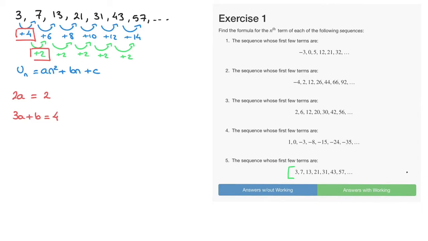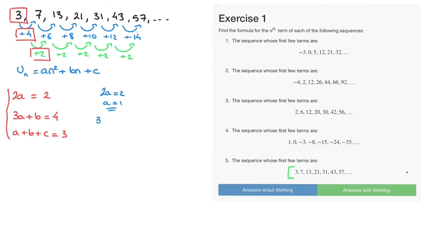And finally, the third formula we have is that a plus b plus c must equal to the first term of the sequence, which in this case is 3. So those are the three equations we have, and we're going to work through them going from top to bottom. The first one, 2a equals to 2, tells us that a equals to 1.